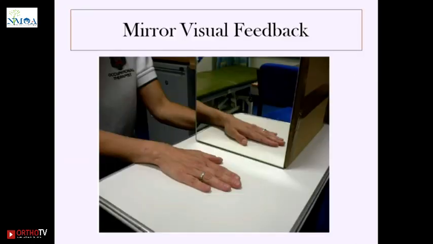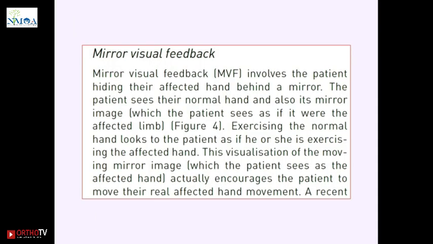There is one more, that is mirror visual feedback, which involves the patient hiding the affected hand behind a mirror. The patient sees their normal hand and also its mirror image, and sees it as if it was the affected limb. Exercising the normal hand looks to the patient as if he is exercising the affected limb. The visualization of the moving mirror image, which the patient sees as the affected hand, usually encourages the patient to move their real affected hand. This is usually done even to prevent phantom limb also.